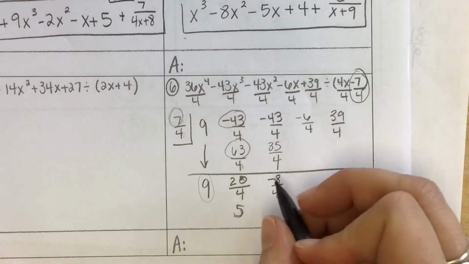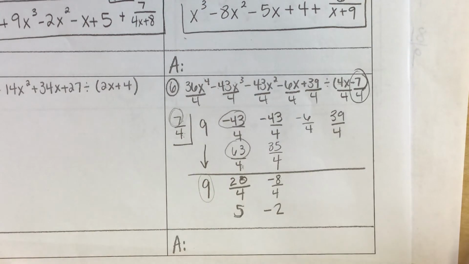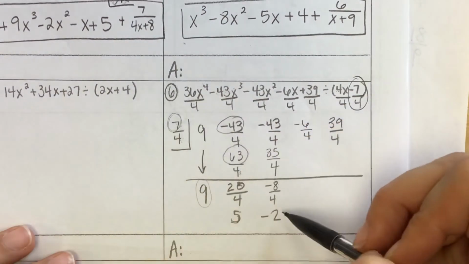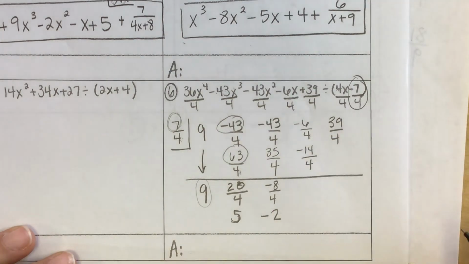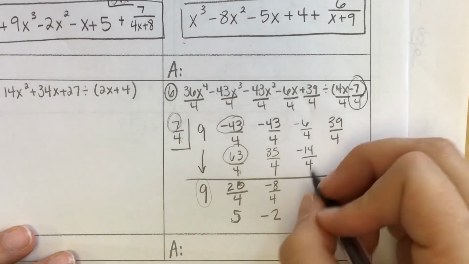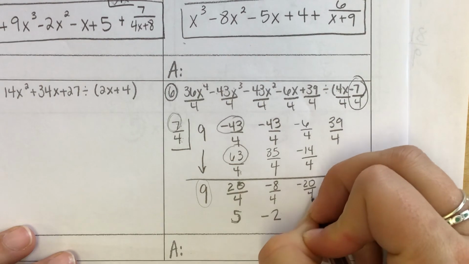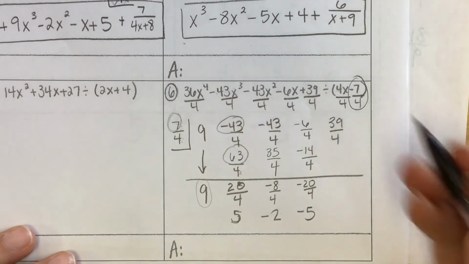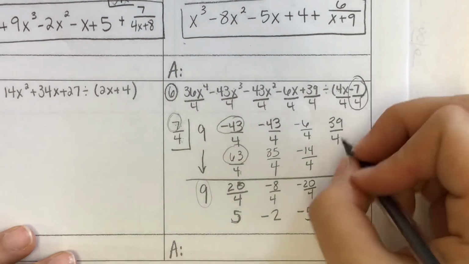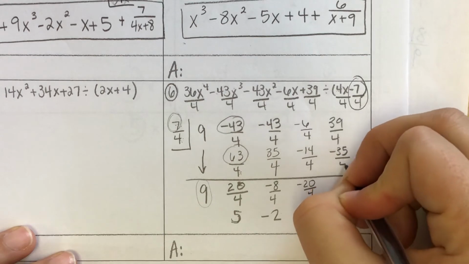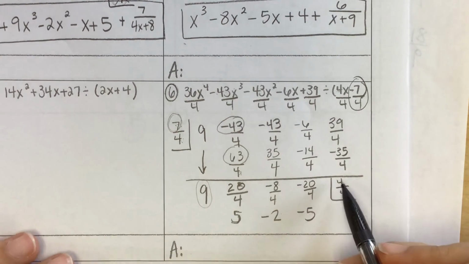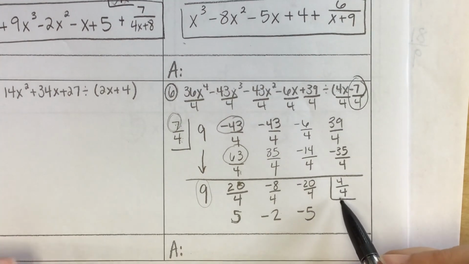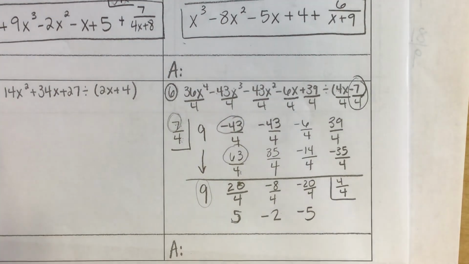Now negative 8 divided by 4 is negative 2. And then 7 times negative 2 is negative 14. Again, make sure you put it over 4. Negative 6 plus negative 14 is negative 20 over 4, which is negative 5. 7 times negative 5 is negative 35 over 4. So then I'm left with 4 over 4. Now, you would be tempted to simplify that to 1, but don't. Just leave it alone. Always leave your remainder how it is.